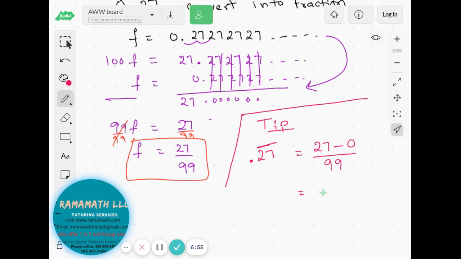So 27 minus 0 is 27, and the 99 goes on the bottom, and that should be my answer. Voila, it's the same answer. You see that? The whole stuff we did to get this, and then with the technique I showed you guys, that's the answer. It is really important to learn these techniques for testing, and also when you go to high school, you take the SAT, ACT. These techniques do help you guys to get the answer faster.